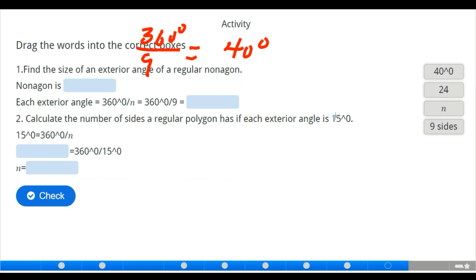Now we have to calculate the number of sides of a regular polygon if each exterior angle is 15 degrees. So for this one, we have already been given our angle. Our angle is 15 degrees. What we need to calculate is the number of sides, which is n.